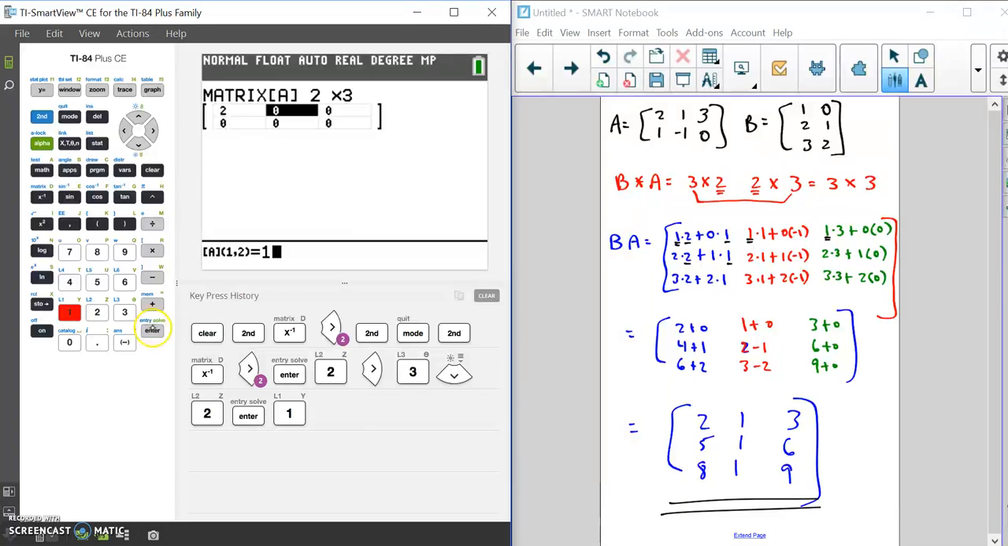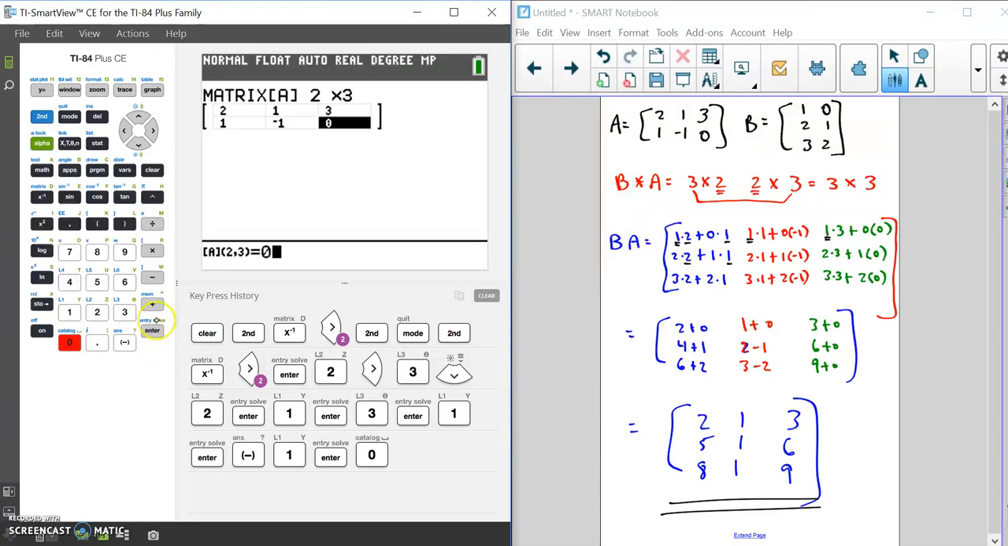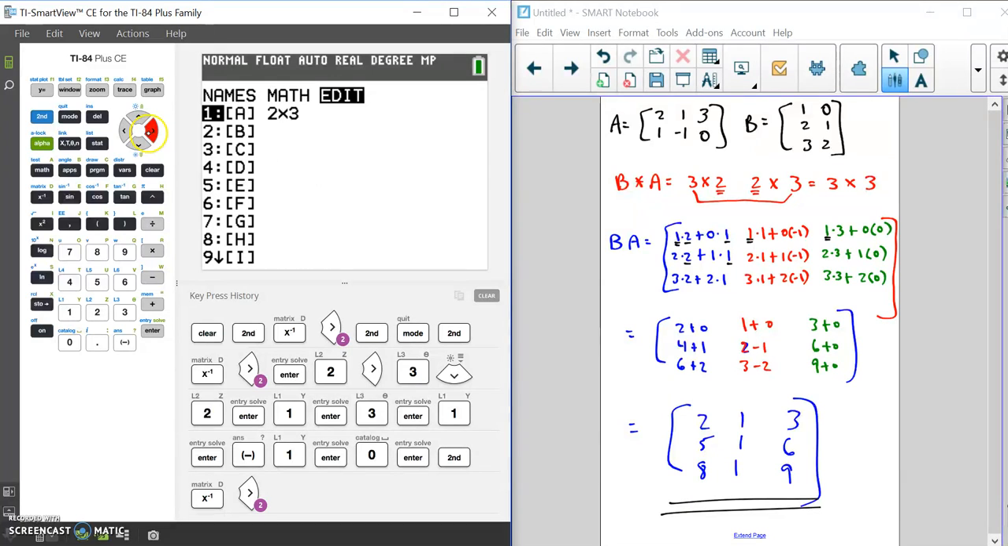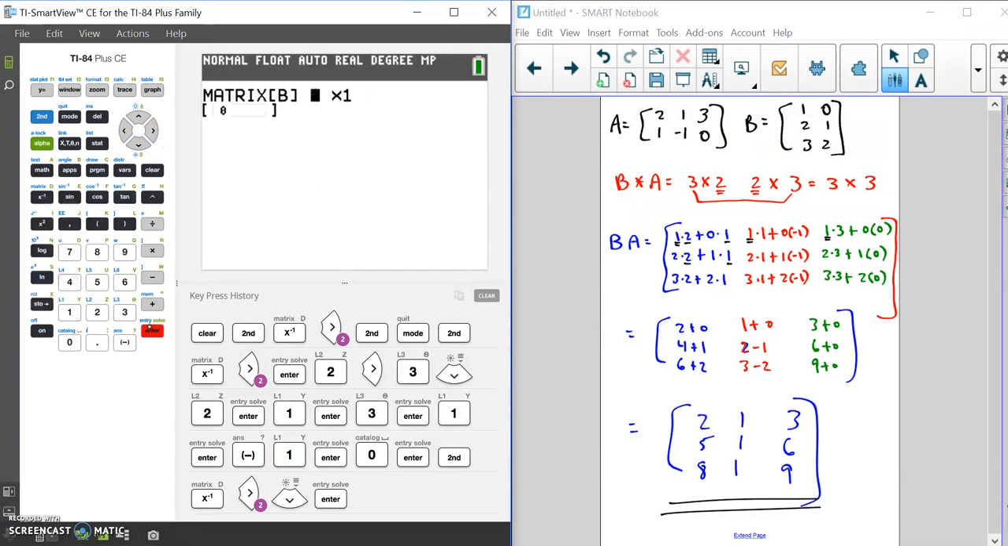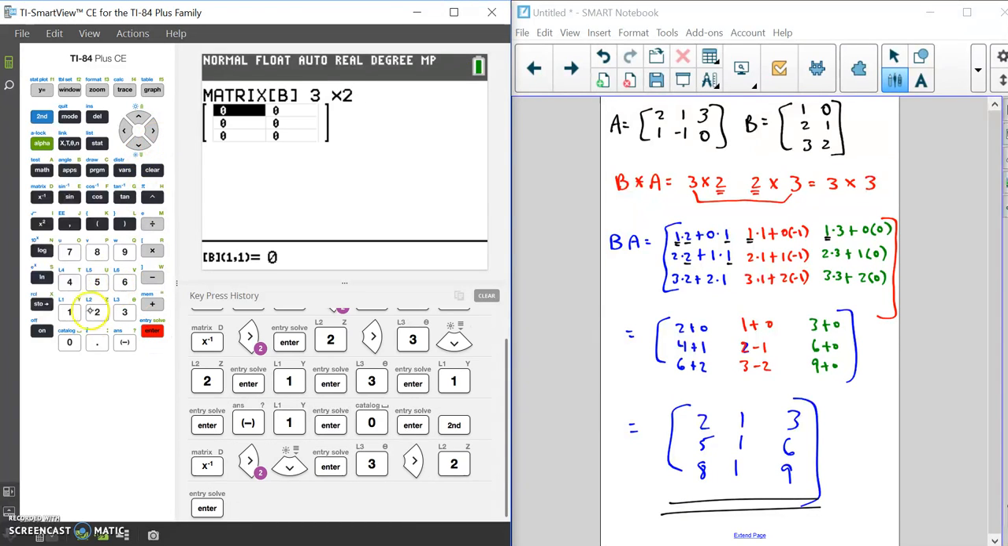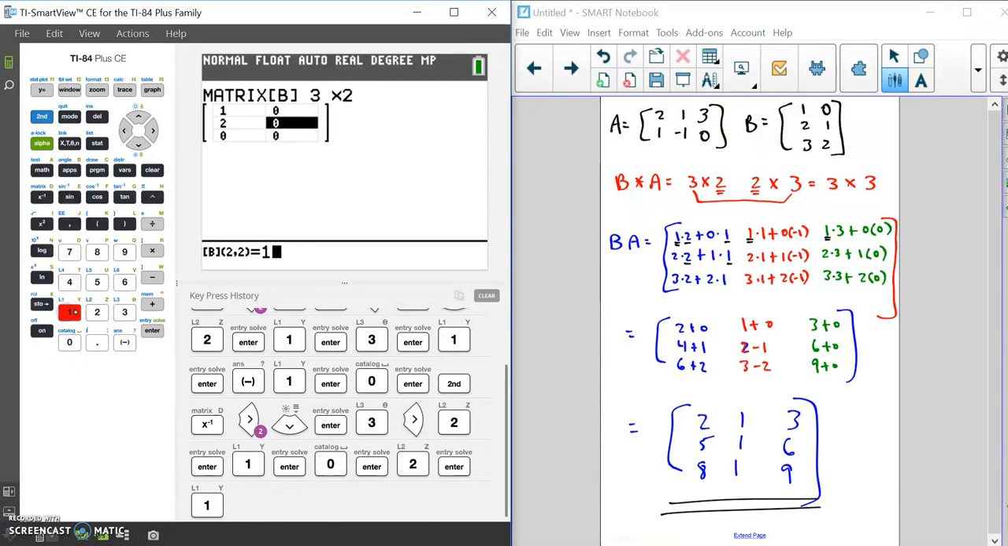So I got 2, 1, 3, 1, -1, and then I've got 0. Okay. So I've got matrix A. Okay, I'm going to go back and do the same thing, second matrix, and I'm going to edit now matrix B. This is a 3x2 matrix, 3 rows and 2 columns. So I'm going to go 3x2, and I will enter this information. So I've got 1, 0, 2, 1, 3, and 2.